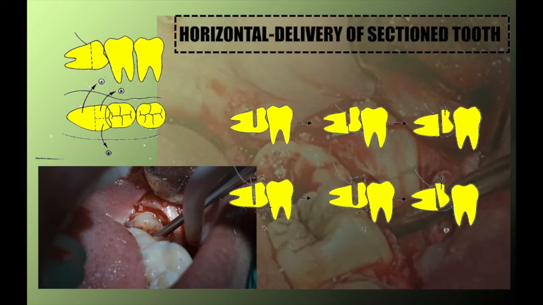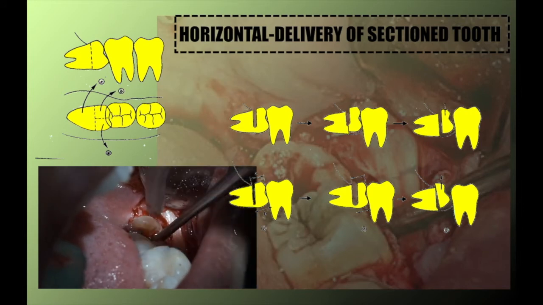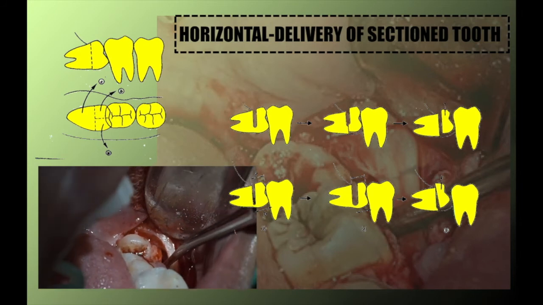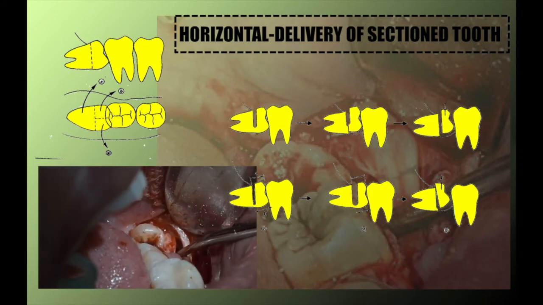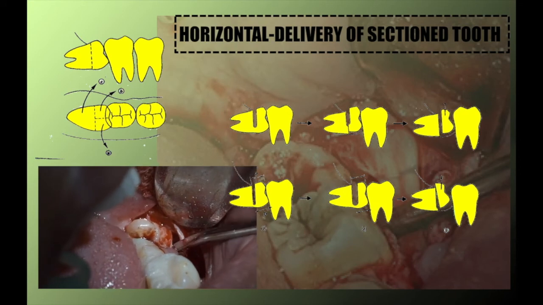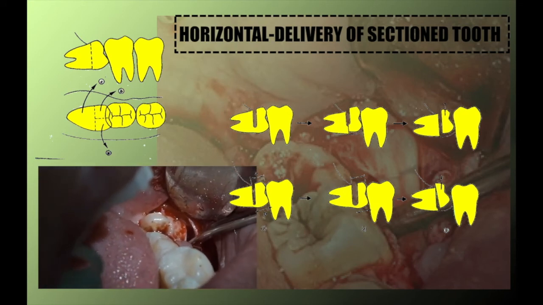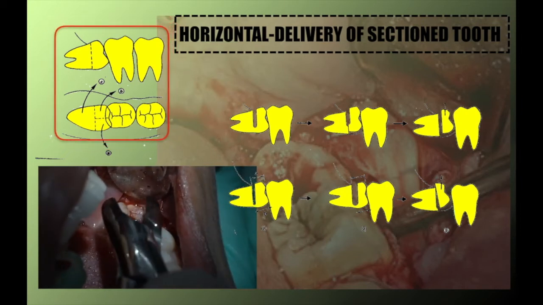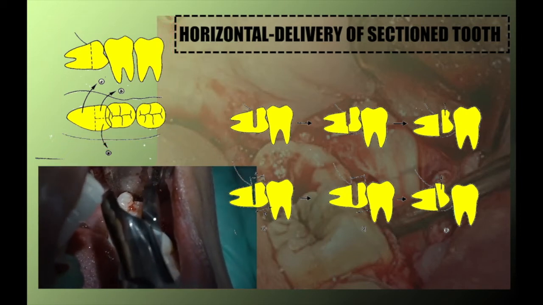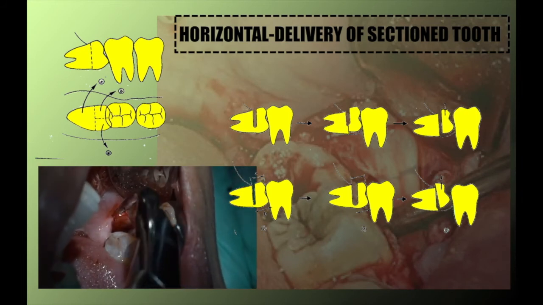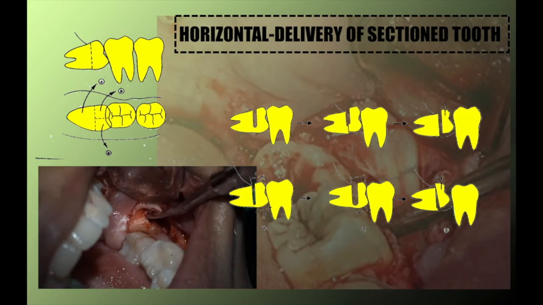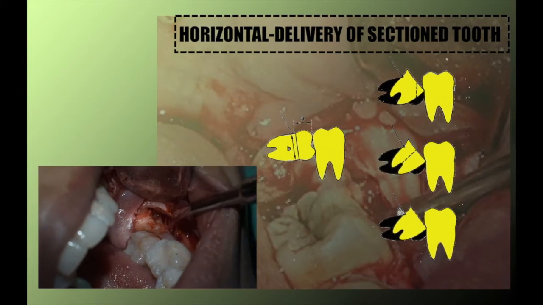When we retrieve sectioned segments, we normally start from the closest to the bony window that's created. Another consideration I'd like to include and remind is that in case there is limited space for the retrieval of the crown, further sectioning of the crown should be considered. When we retrieve the rest of the tooth, again, the bony window created should be bigger or at least approximate the size of the remaining tooth.